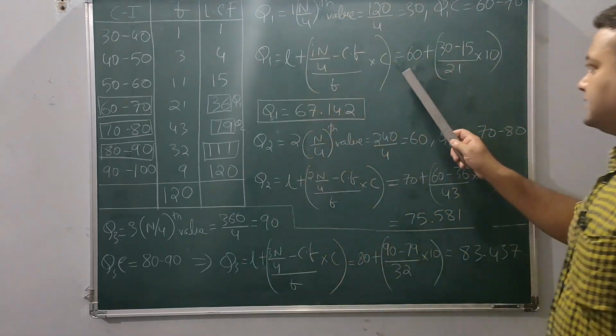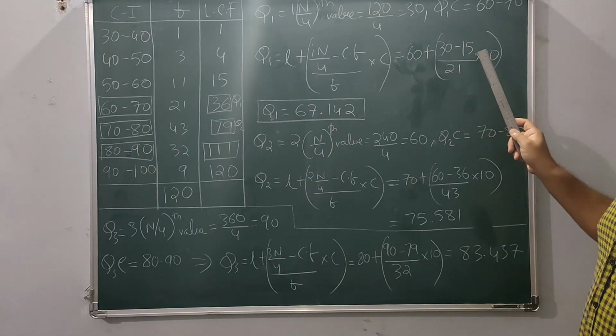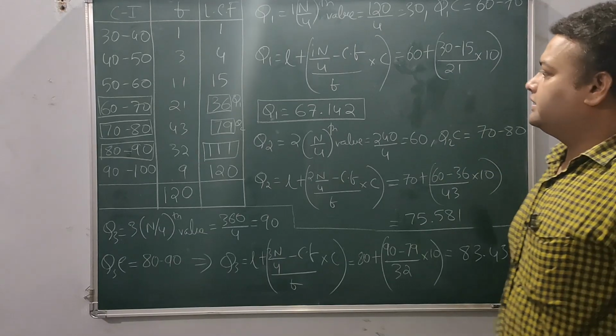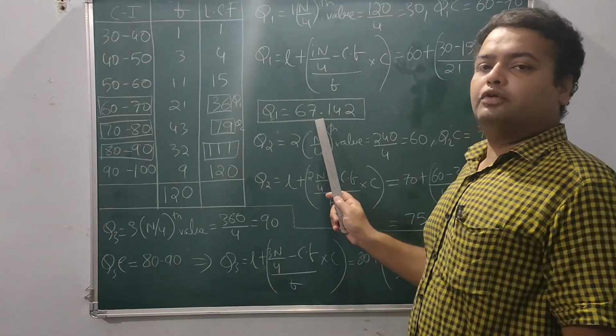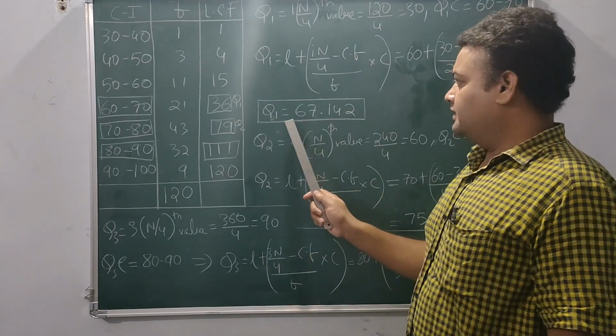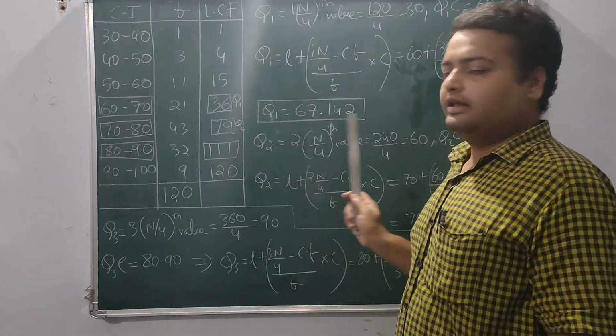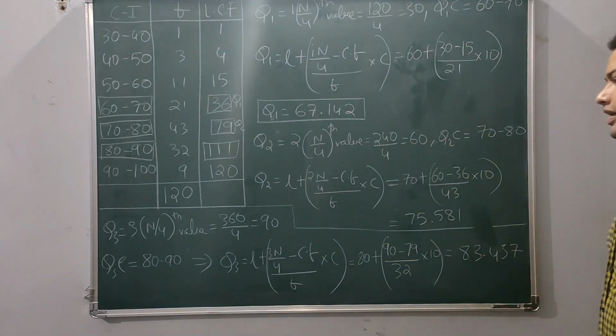So 60 plus 30 minus 15 divided by 21 into 10, which yields 60 plus 7.142, that is 67.142. So this is our first quartile value or lower quartile value.